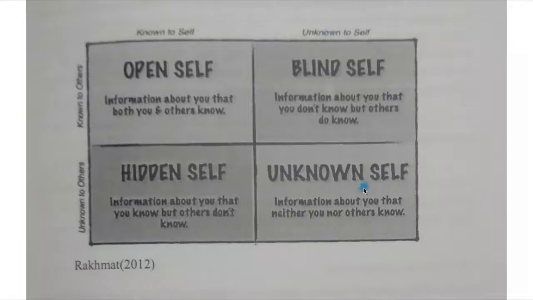But it's different with another quarter here, the unknown self. The information that neither you nor other people know. Yeah, unknown to ourselves and also unknown to others. This is the area that we are still searching. Probably right now we don't really know about ourselves, as well as other people. That's why it's called the unknown self.